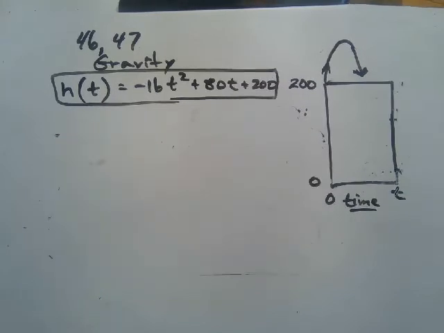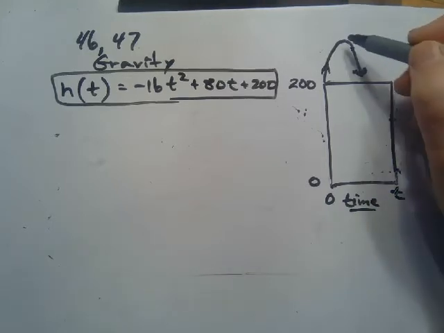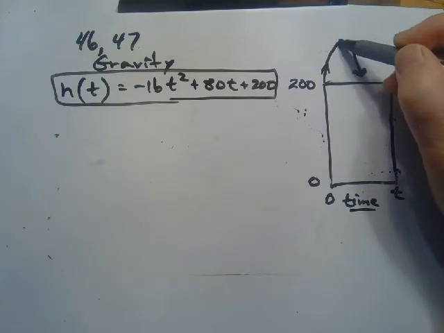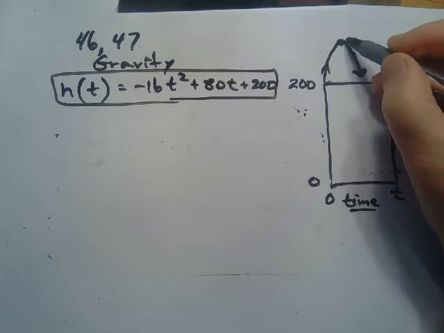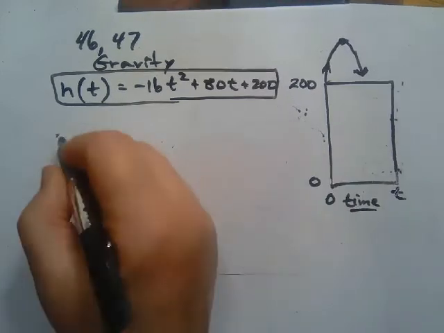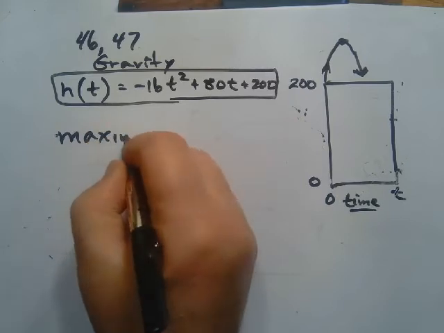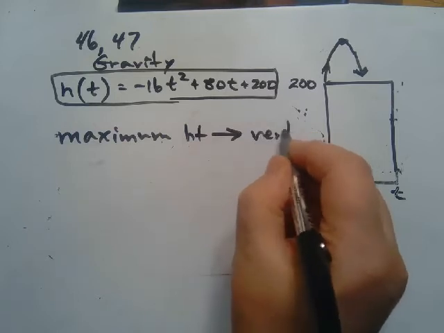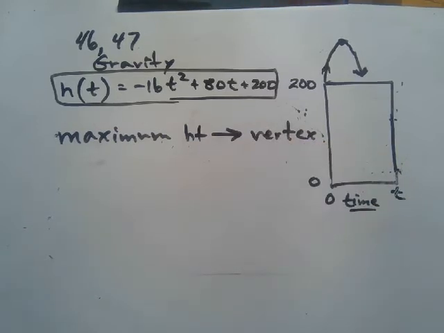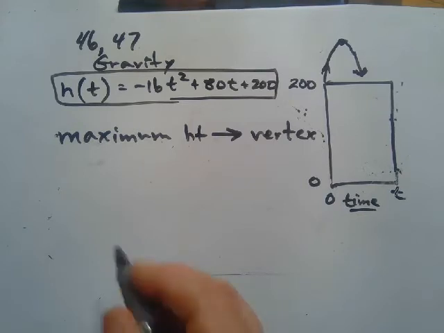All right, let's read the question again. It says, find the maximum height reached by the object. Well, the maximum height has to be the height right here at the top. It gets up to the top, it kind of slows down, and then it turns around and comes back. That maximum height is at the vertex. So when it's asking for the maximum height, it's asking for the vertex. So we need to find that vertex, and we're going to use our formula, negative b over 2a.